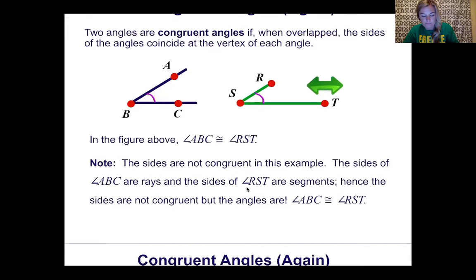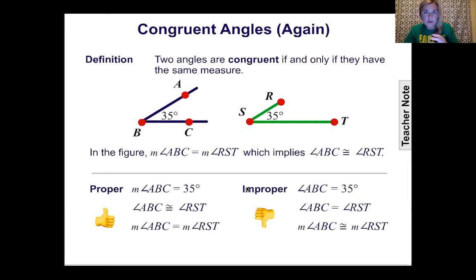Okay? So in a perfect world, we would always write everything perfectly, but we're going to go back and look at ways not to write things to help us learn from that, okay? Two angles are congruent if and only if they have the same measure. If we look at both of these angles, they are both 35 degrees, so therefore they have the same measure. Just like the last picture, this has rays for sides, and this has line segments for sides. So these are not equal, okay?